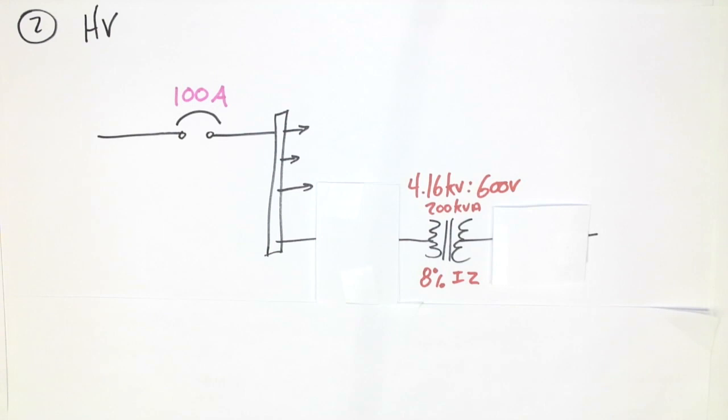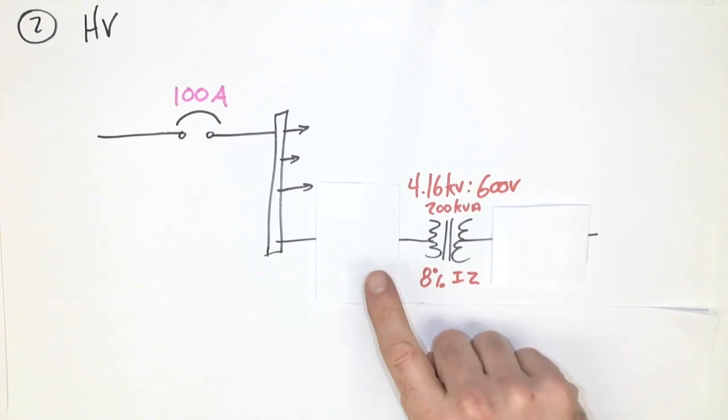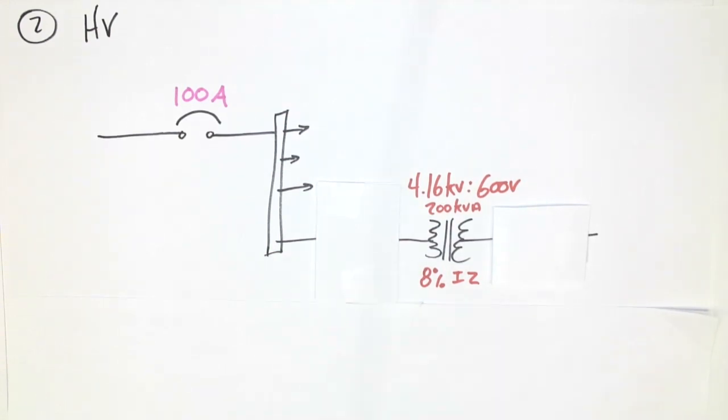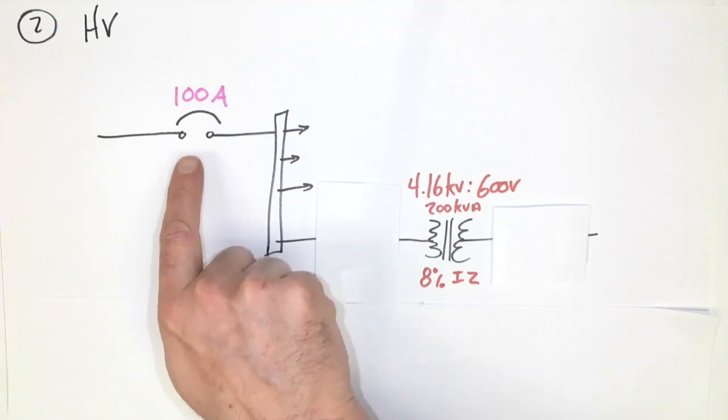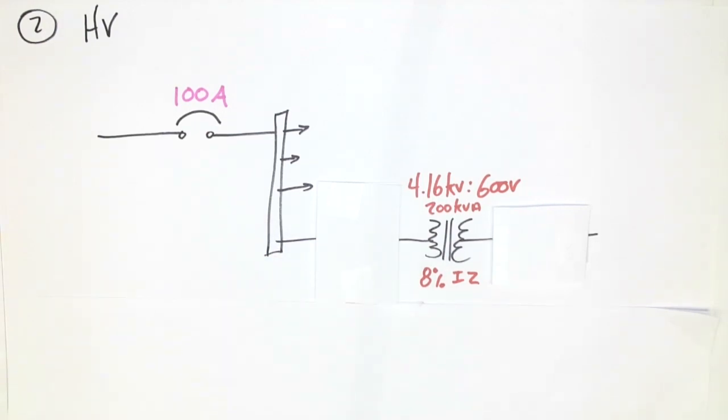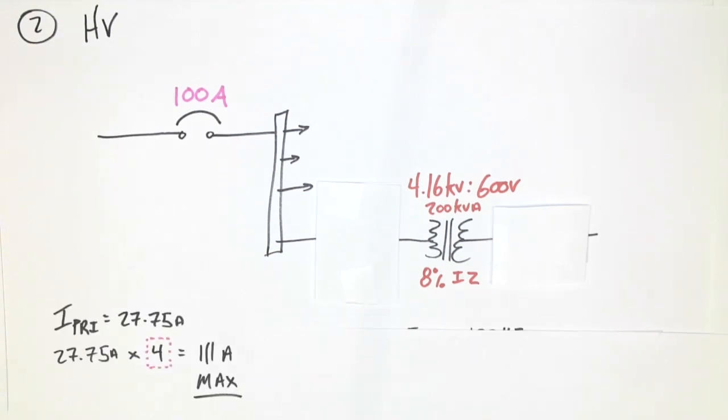equipment. So what we want to do is determine, is it permissible for me to omit the primary overcurrent? The way we do that is we go to Table 50 and we find a multiplier that we're going to apply to the 100 amp primary feeder overcurrent. Now we've got an 8% IZ, we've got a circuit breaker on the primary. And so with that information, we can find the multiplier with the primary current of 27.75. We multiply it by 4 or 400%.